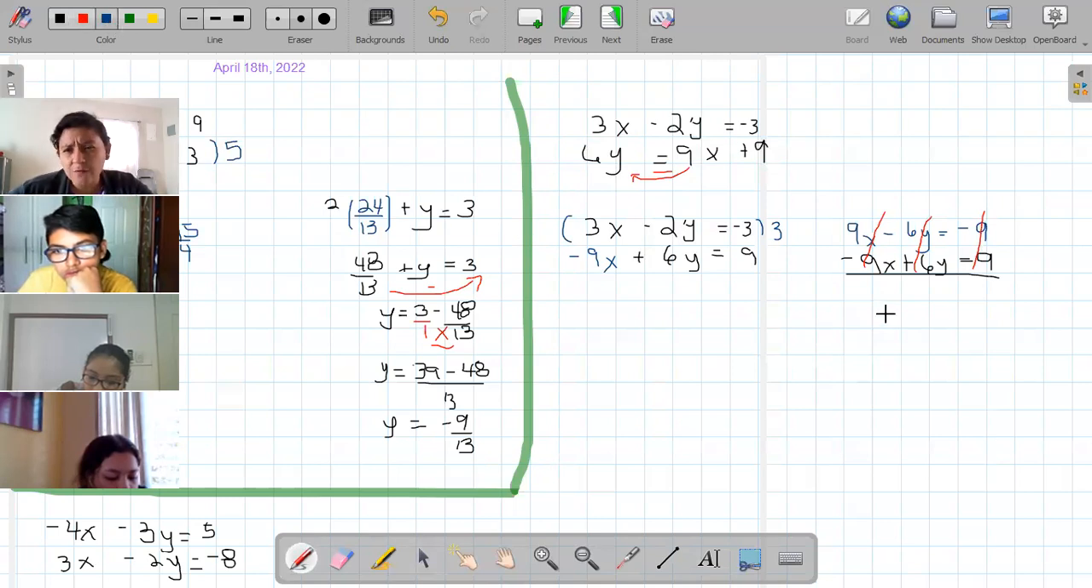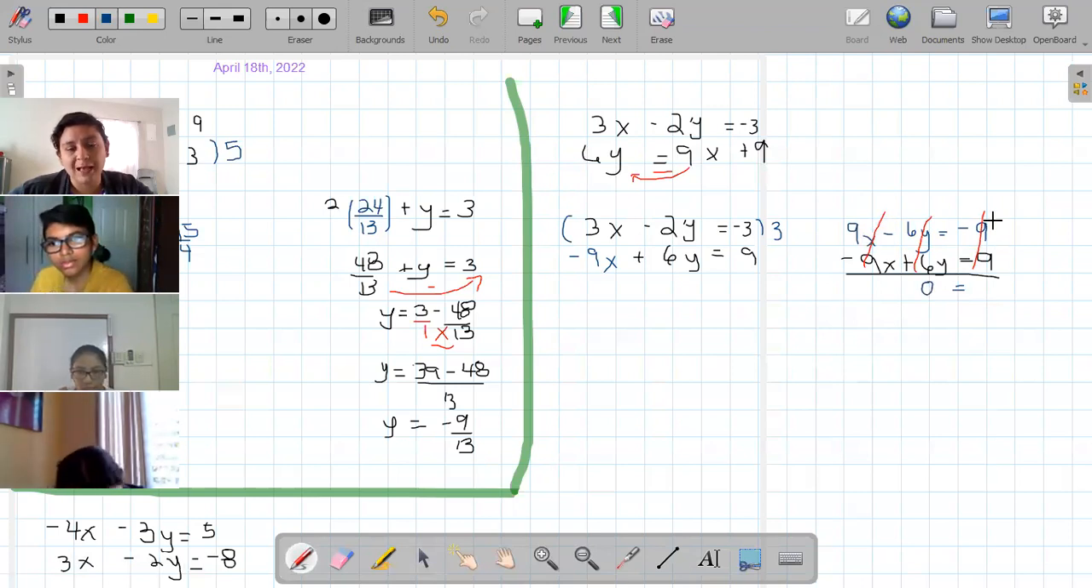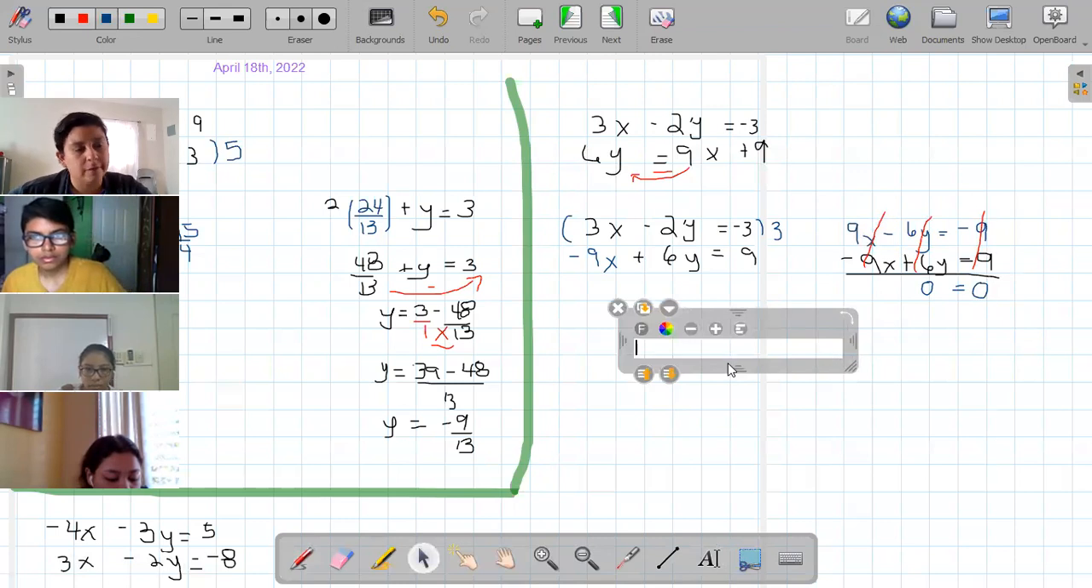But if I canceled everything on both sides and the only thing that I didn't cancel is the equal sign, what should I place? If I cancel everything on the left, what am I left with? 0. And if I cancel this on the right as well, what am I left with? 0. So 0 is equal to 0. So how many solutions do I have? Infinitely many solutions.